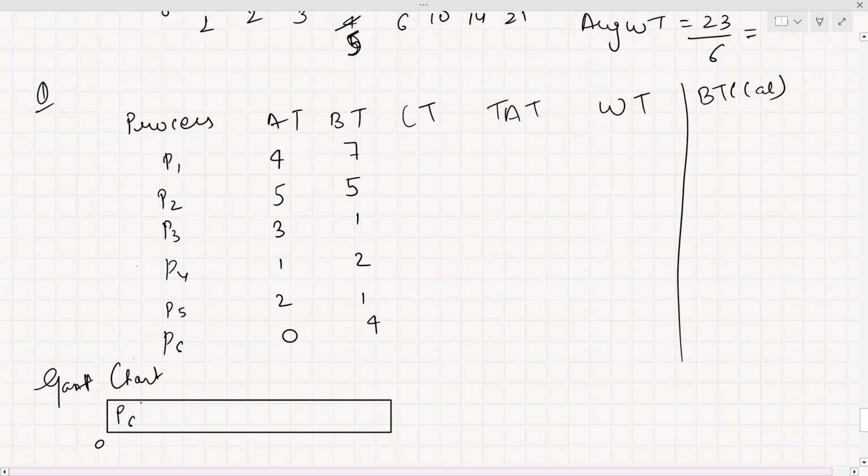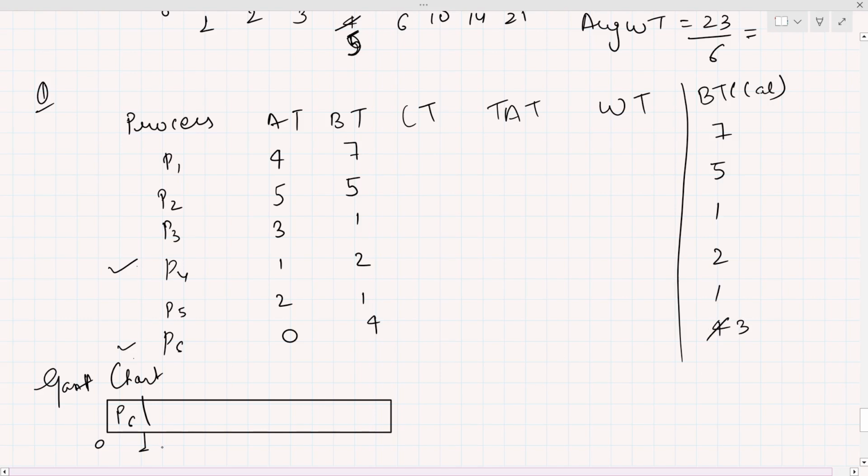So P6, okay, how much time will P6 get the CPU? Only 1 unit of time. Why? Because at arrival time 1 we have 2 processes available, P4 and P6. The burst times are 7, 5, 1, 2, 1, 4, and I run P6 once, so it becomes 3.